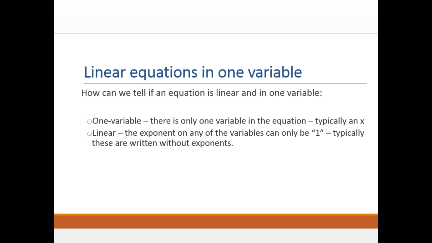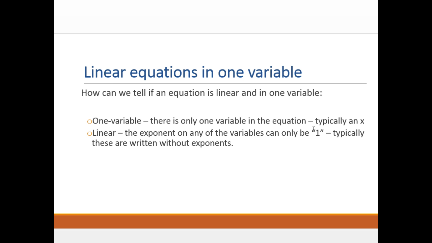Well, first off, when we're talking about one variable, that simply means that when we look across the equation, there's only one letter. In most cases, it's typically an x. To tell if it's linear or not, we look at the variables. So we look at all the x's, and the exponents on those x's can only be 1. If I see an x squared, it's not linear.